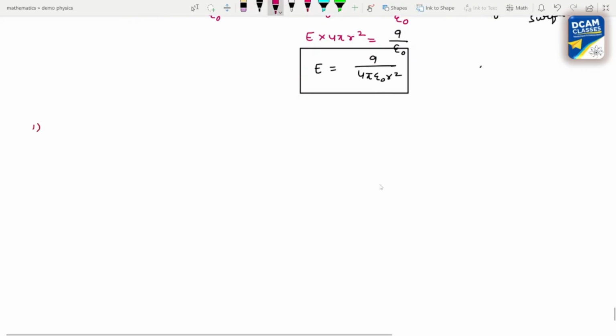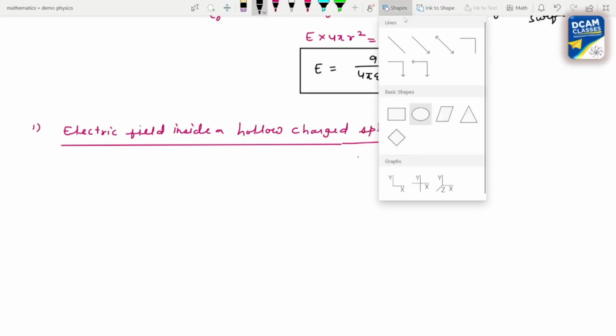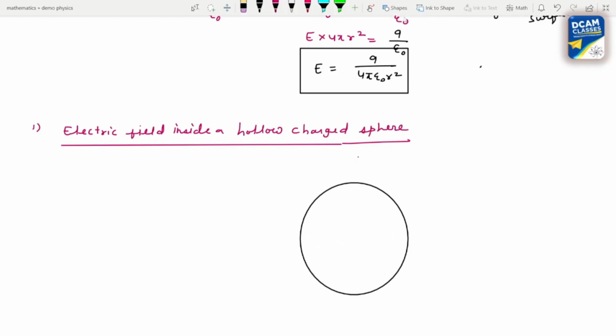If we try to find the electric field inside a hollow charged sphere, now let me just write what is the question statement. This is my sphere. Consider this as a sphere which is like a hollow ball, nothing inside. And the charge Q is distributed all over its surface.